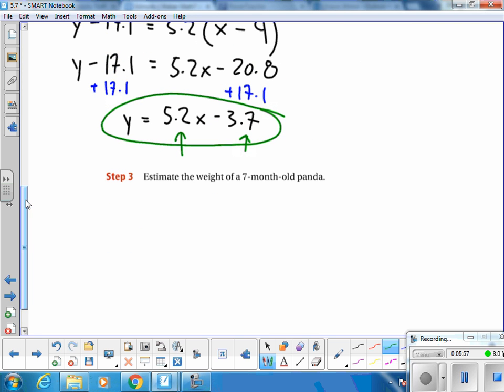Estimate the weight of a 7-month-old panda. So I can play this out by determining y equals 5.2 times the age, 7, minus my y-intercept, and you can see that y equals 32.7 pounds.